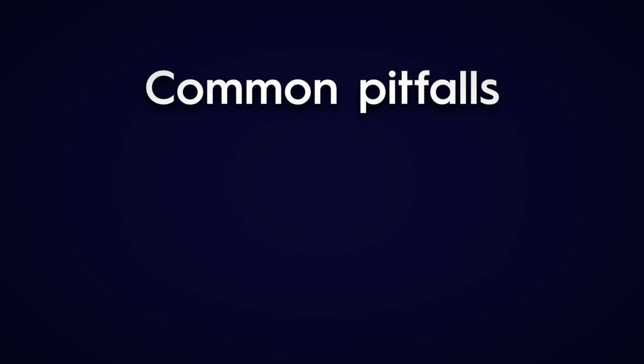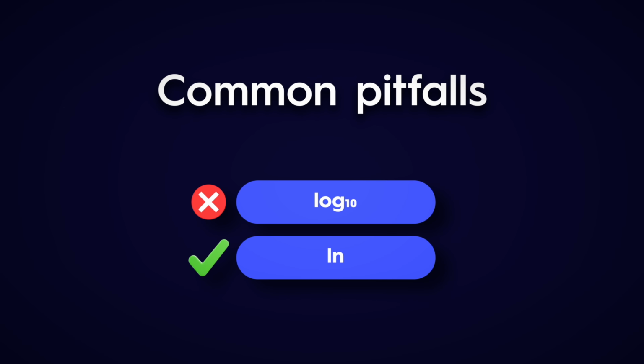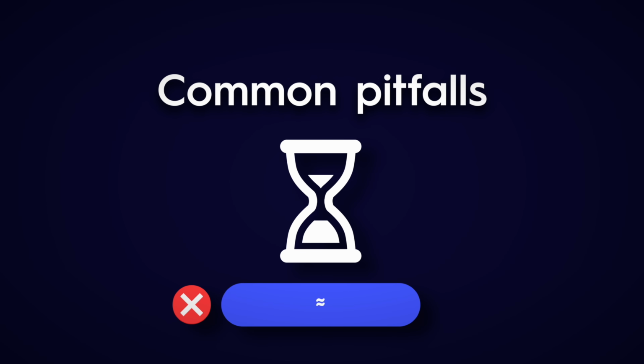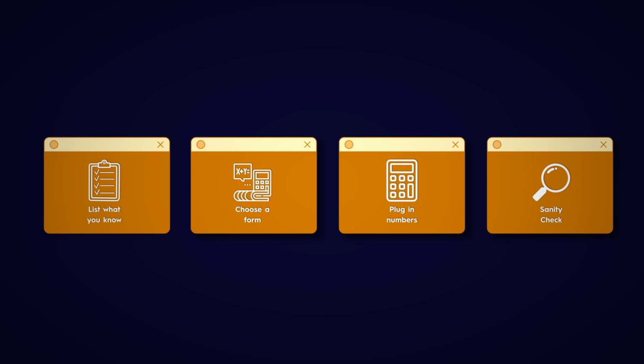As you practice, watch out for classic errors. The integrated law uses natural log, not log base 10. Keep units on k, like per hour or per day, and do not round the half-life too early, or errors will compound. Here is a quick recipe to use on any problem.